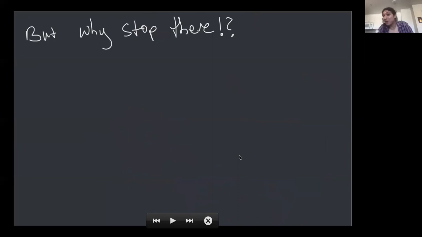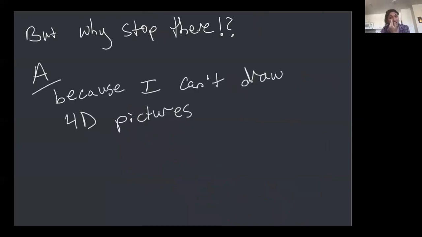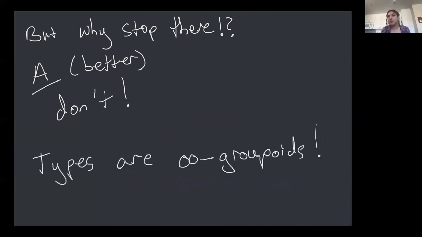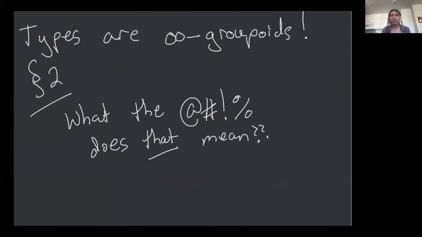Okay, but why stop there? And of course the answer is because I can't draw four-dimensional pictures. I'm already pushing myself to draw three-dimensional pictures, but mathematically there's a better answer. Don't stop there, right? And so types are infinity groupoids, which brings me to section two of the talk. What in the hell does that mean?